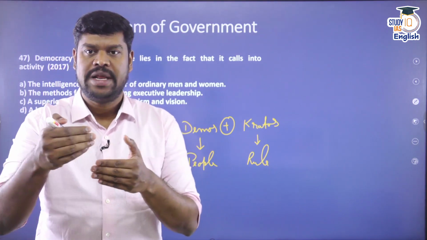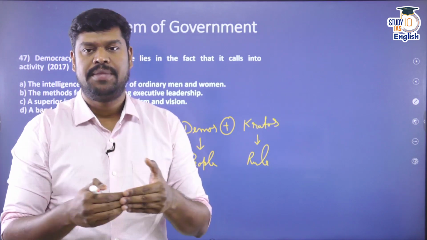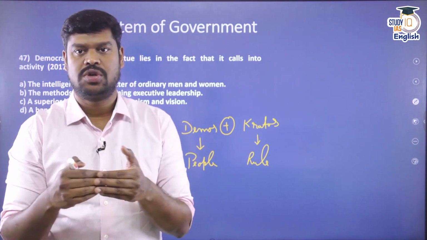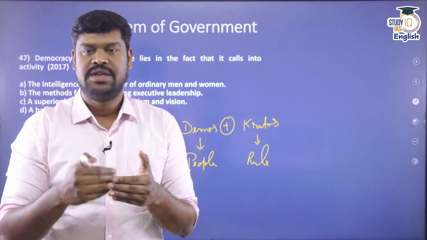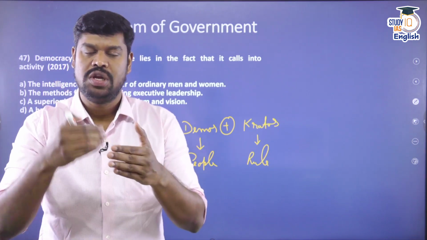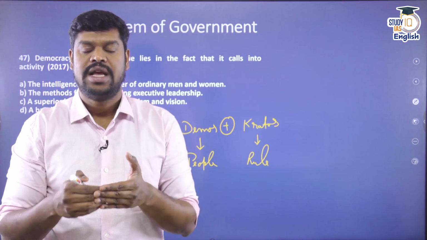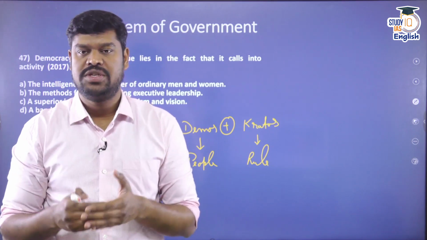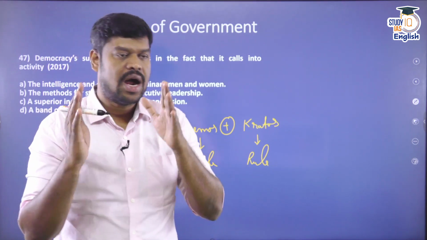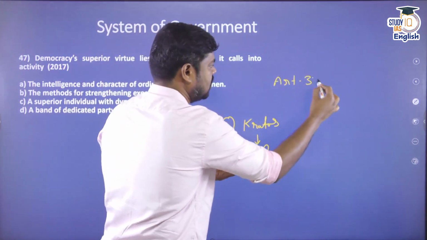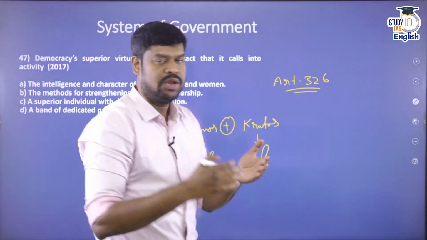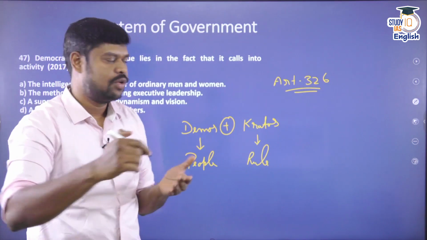And how do the people elect their government? Through the right to vote, which is also called the concept of adult franchise. In most countries, they follow adult franchise. In India, we follow universal adult franchise. That means anyone who has attained 18 years of age shall have the right to vote. Article 326 of the Constitution deals with adult franchise or adult suffrage, that anyone who has attained 18 years of age shall have the right to vote.